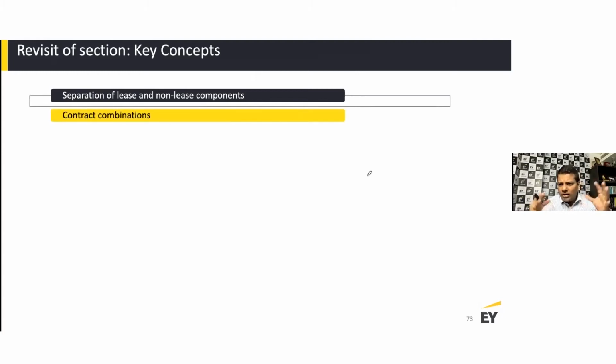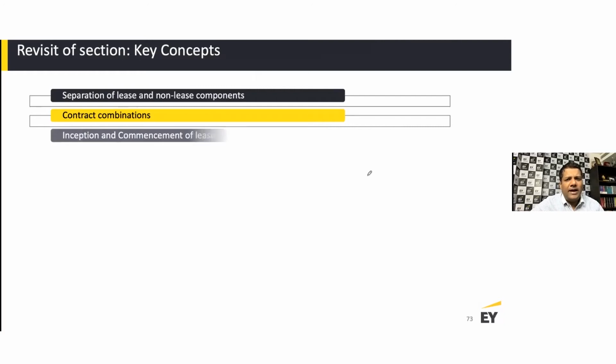We talked about contract combinations, where if you're signing multiple contracts at about the same time, then you have to look at them together. When one contract is not relevant without the other contract in place, when all of these have to work together cohesively for the vendor and the customer to benefit from those arrangements, and they are signed at about the same time, they are economically integrated even though they are signed separately. So I need to evaluate whether I need to combine.